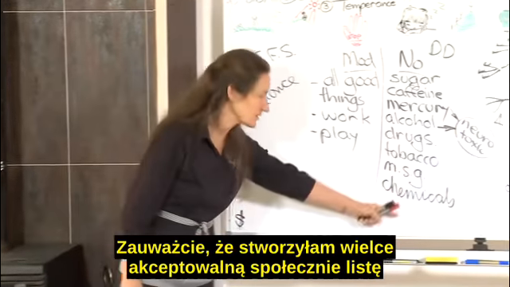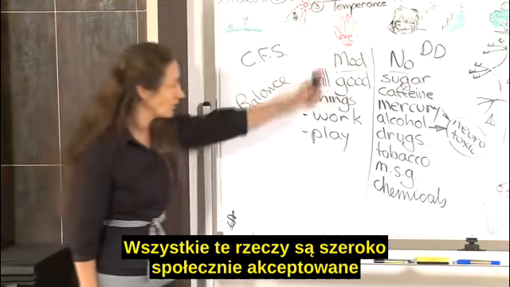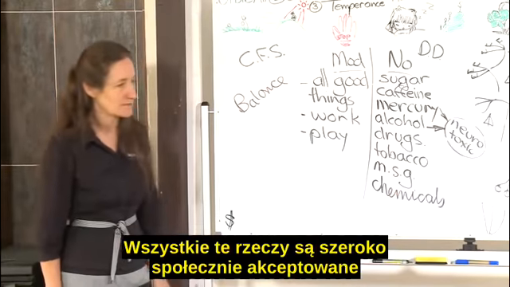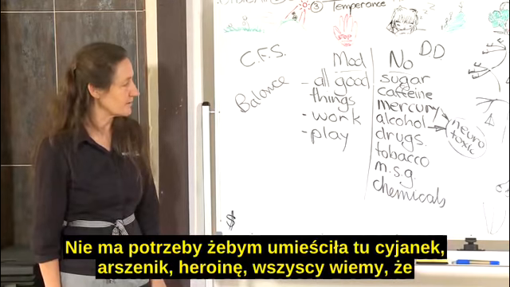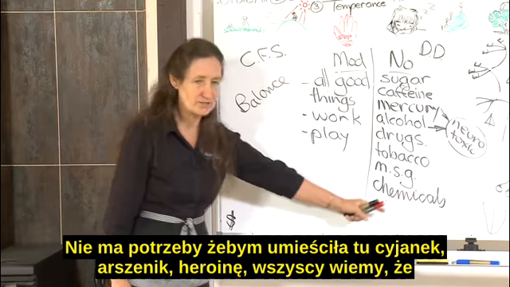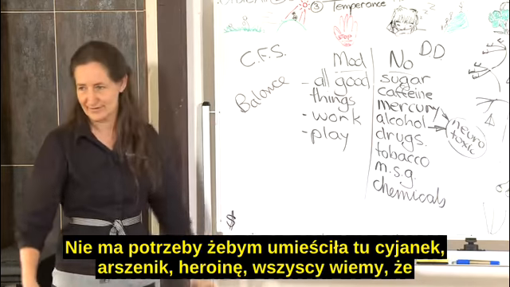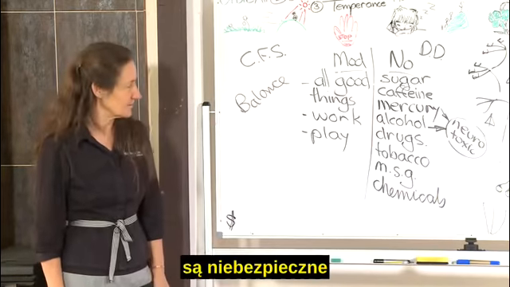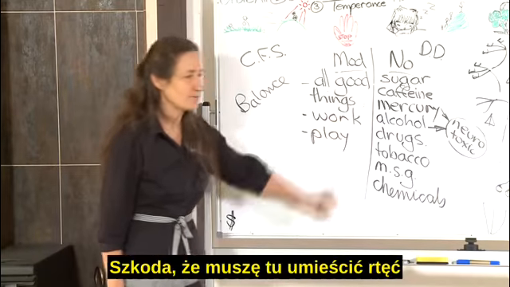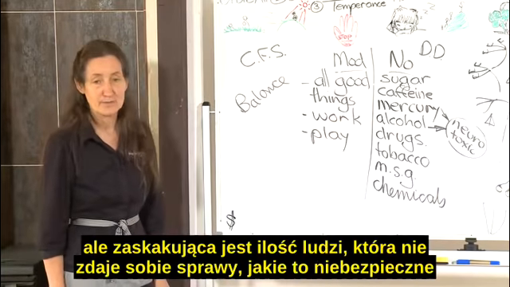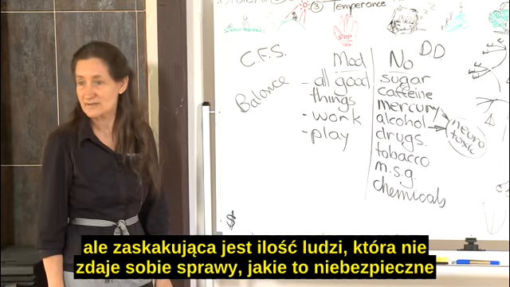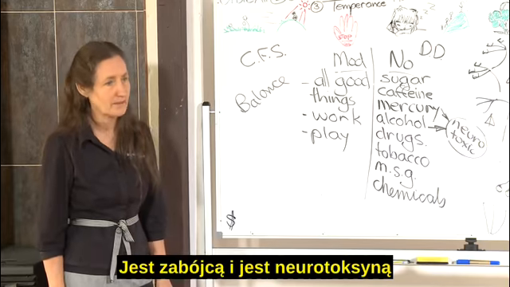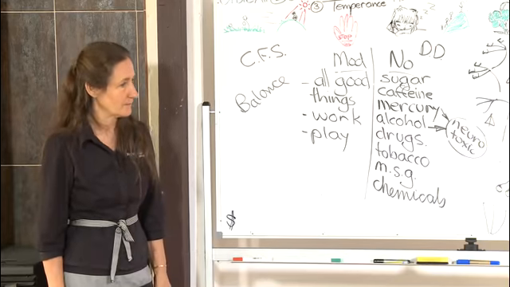Notice that I've put a very socially acceptable list. All of these things are very socially acceptable. There's no need for me to put heroin, arsenic, cyanide there. We all know that they're dangerous. It's a pity that I have to put mercury there, but it's surprising the amount of people that don't realise how dangerous it is. It's a killer and it's a neurotoxin.